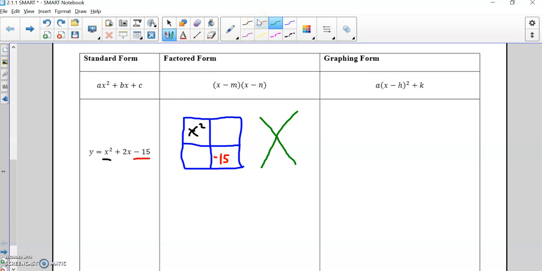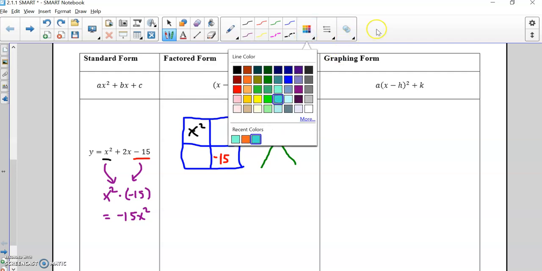Alright, so we know that we're essentially trying to figure out how to fill in these two boxes. So what we need to do is in the top here, we get to put your first term times your third term. So x squared times negative 15, that equals negative 15x squared. So that's what we're going to put up here. It's always the first times the third.